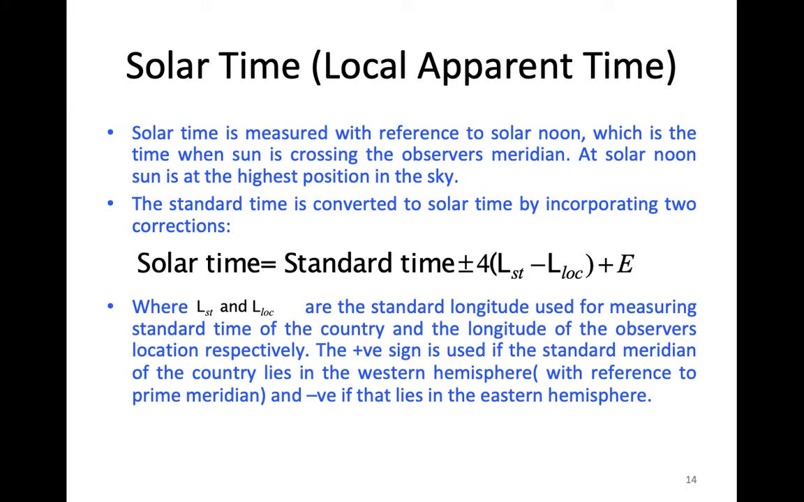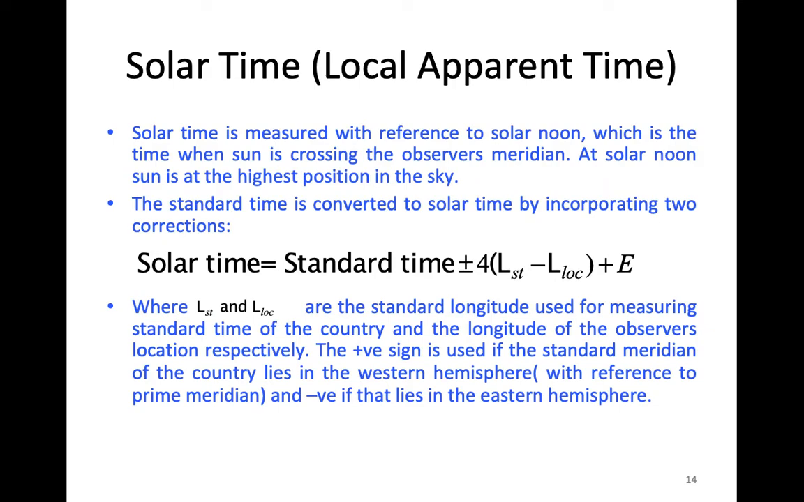Solar time, also known as local apparent time. Solar time is measured with respect to solar noon, that is the time when sun is crossing the observer's meridian. At solar noon, sun is at the highest position in the sky. The standard time is converted to solar time by incorporating two corrections.